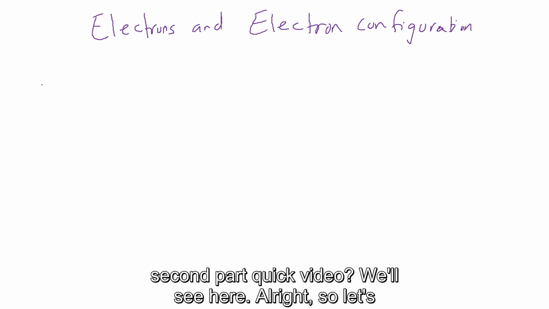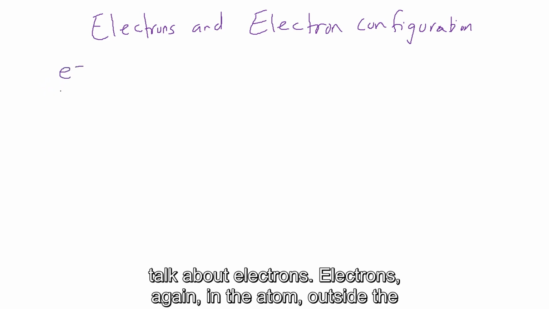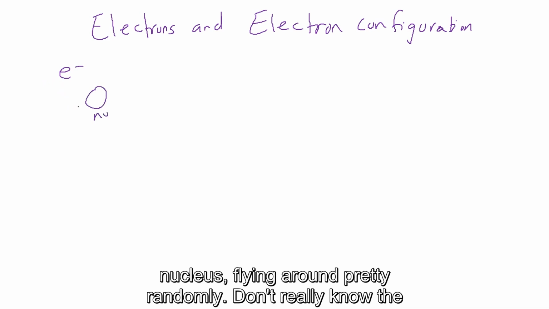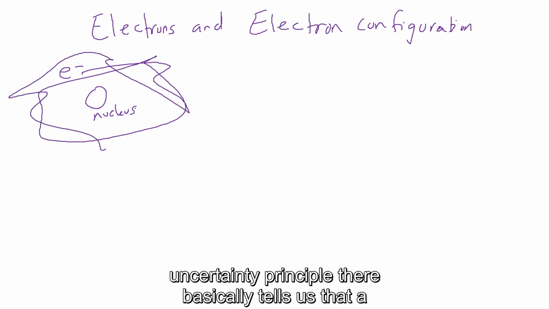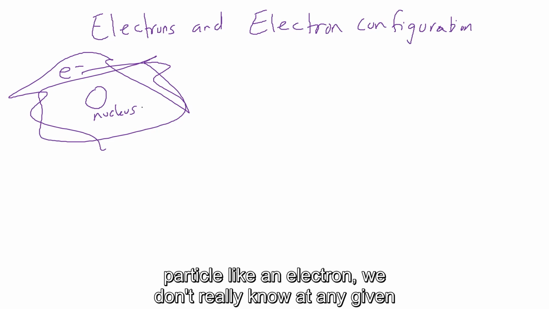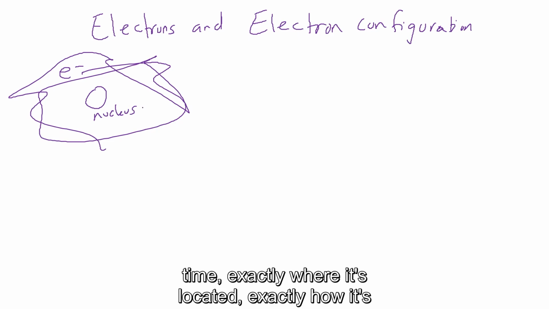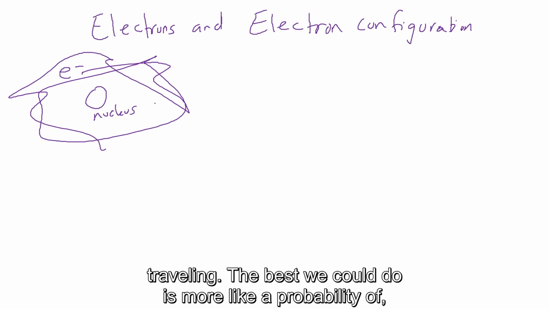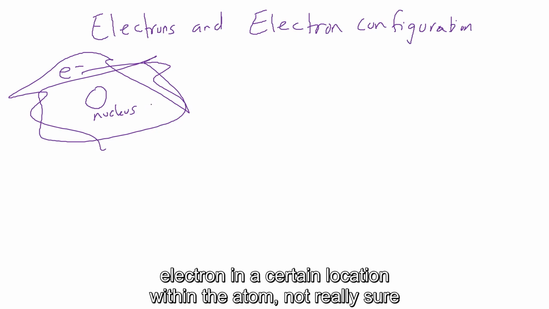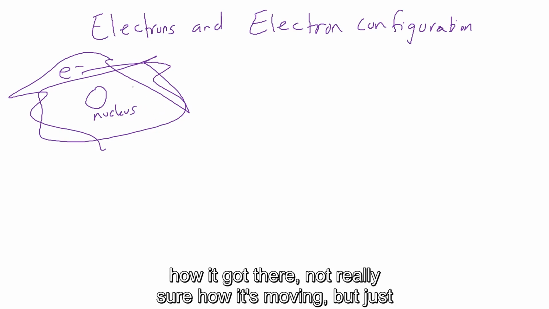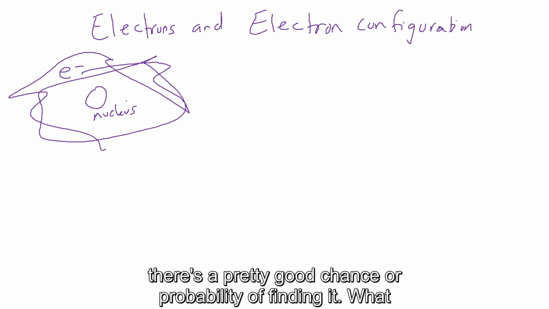We'll see here. All right, so let's talk about electrons. Electrons again in the atom, outside the nucleus, flying around pretty randomly. Don't really know the path, really know their location. Heisenberg's uncertainty principle tells us that for a particle like an electron, we don't know at any given time exactly where it's located or exactly how it's traveling. The best we could do is a probability: there's a pretty good probability of finding an electron in a certain location within the atom. Not really sure how it got there, not really sure how it's moving, but there's a pretty good chance or probability of finding it.